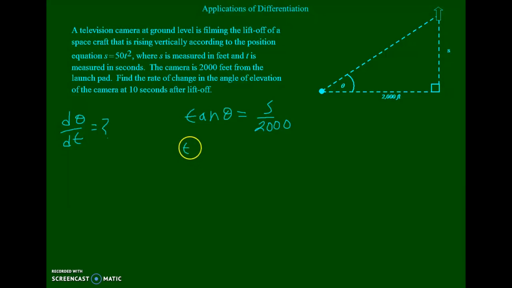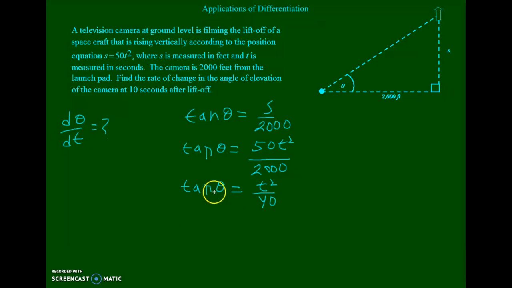So we have tan theta equals 50 t squared. That's substituting this in for s, over 2,000, which simplifies to t squared over 40. Now we can go ahead and differentiate this with respect to time.